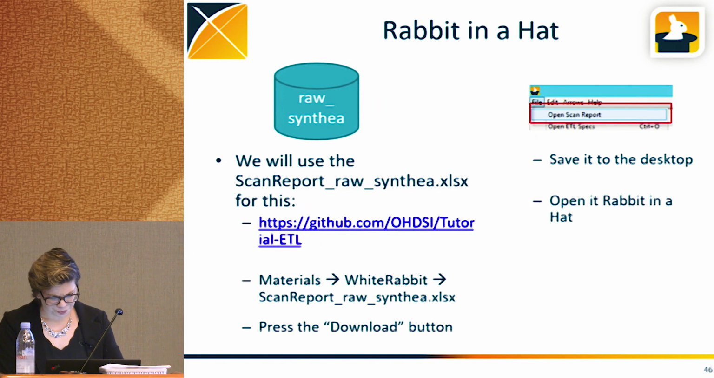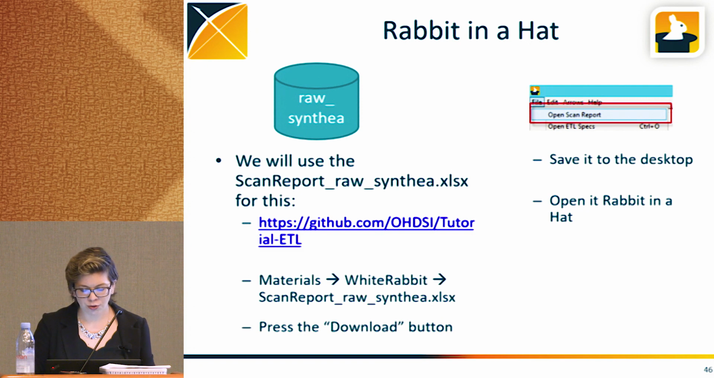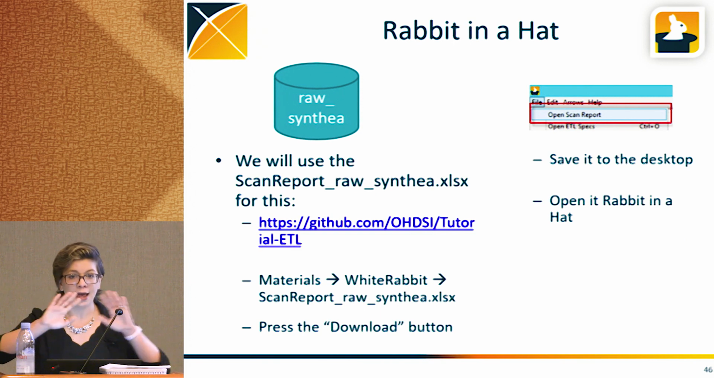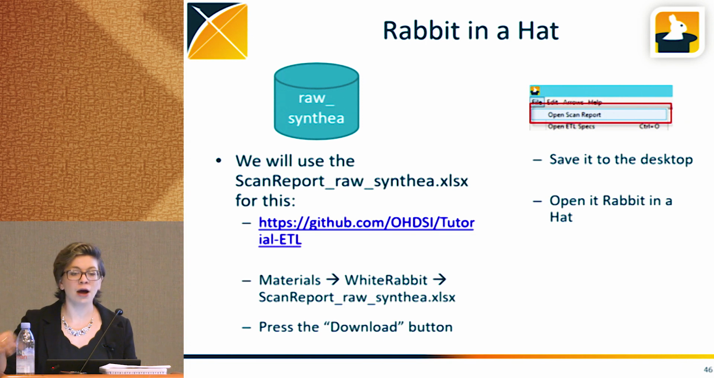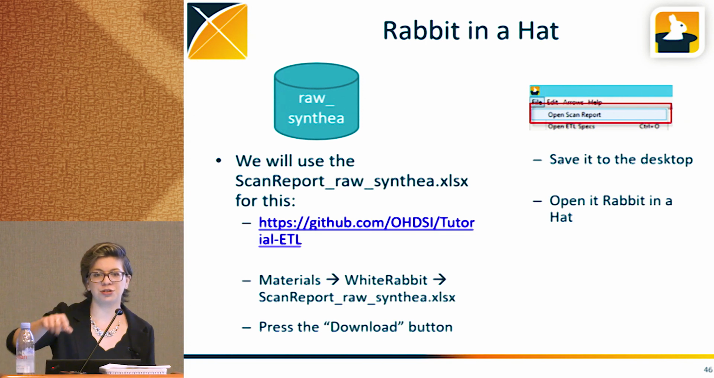So I'm going to go through a couple examples, and then we'll do one on our own. But if you want to follow along a little bit, we already pulled out this scan report already. You can go to the GitHub in the tutorial ETL, and you can pull out the scan for the raw Synthea. So we scanned those 1,000 patients, so now we have that asset. And I think there's a question.